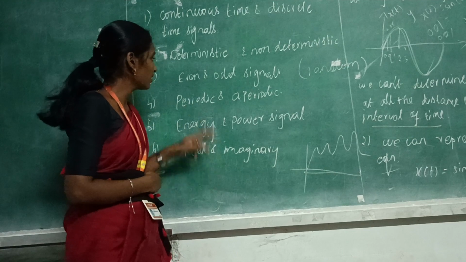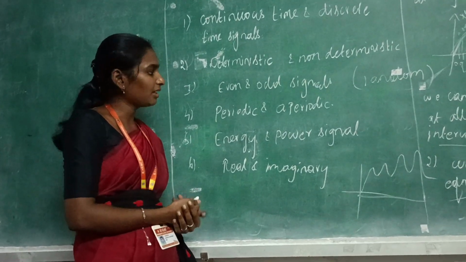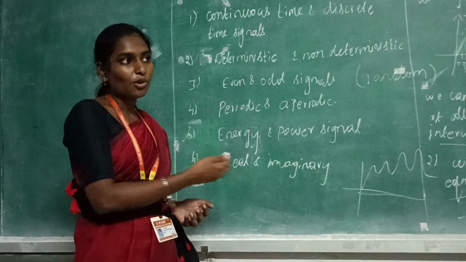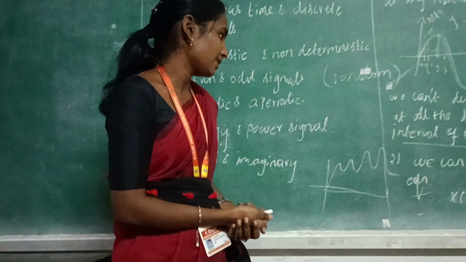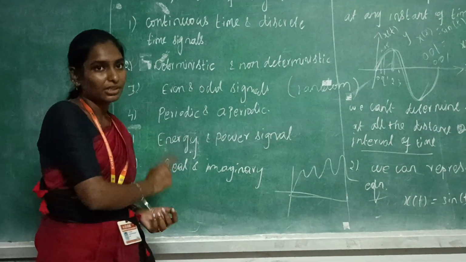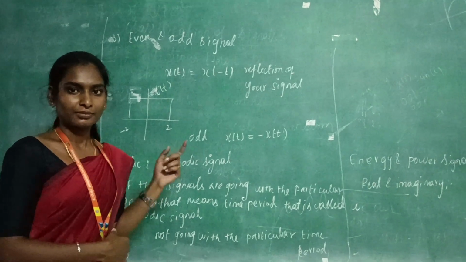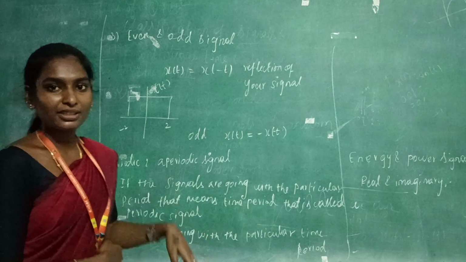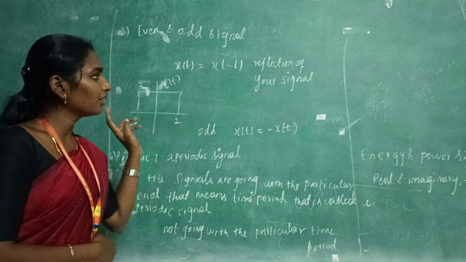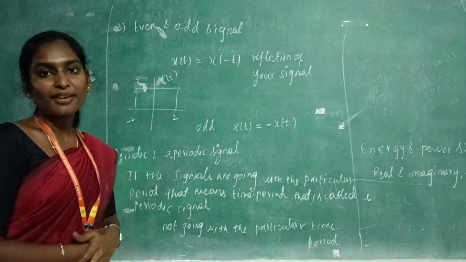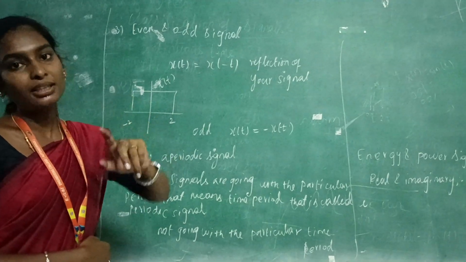So what is the third one? Third one is nothing but the even and odd signal. Understand? So what is the even signal and what is the odd signal? Both signals use the time reversal. So time reversal is nothing but, it is having the conditions. Understand? So the third one is the even and odd signal. So even and odd signal is nothing but time reversal. Understand? So even and odd signal is nothing but it is having the time reversal.